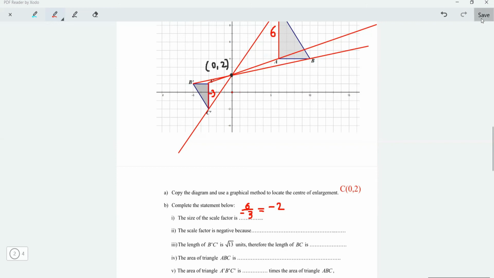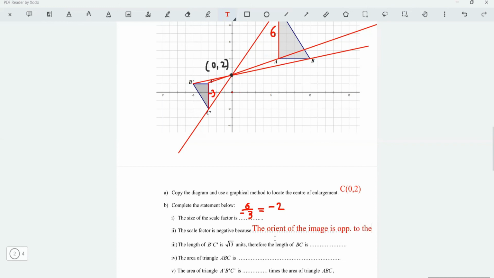The scale factor is negative because the orientation of the image is opposite to the orientation of the object. That's it. The scale factor is negative because the orientation of the image is opposite to the orientation of the object.